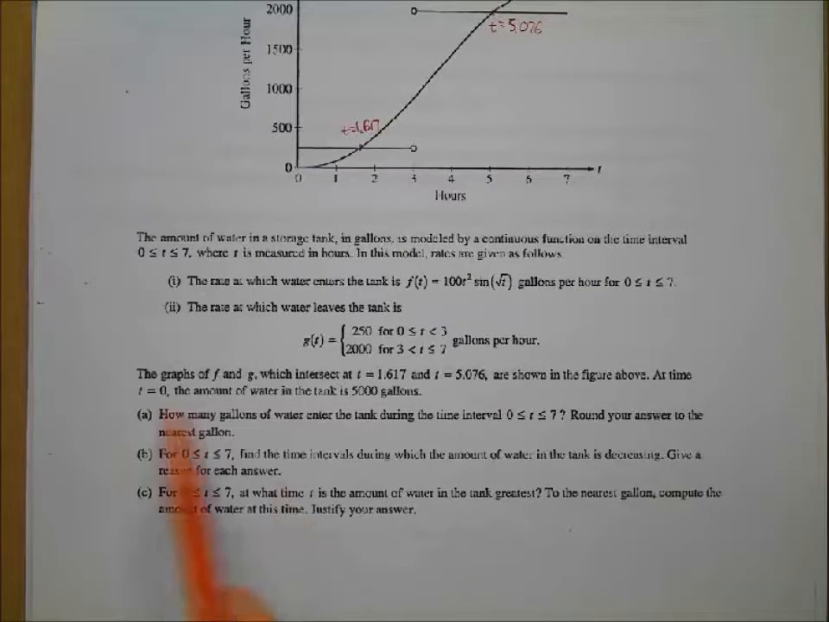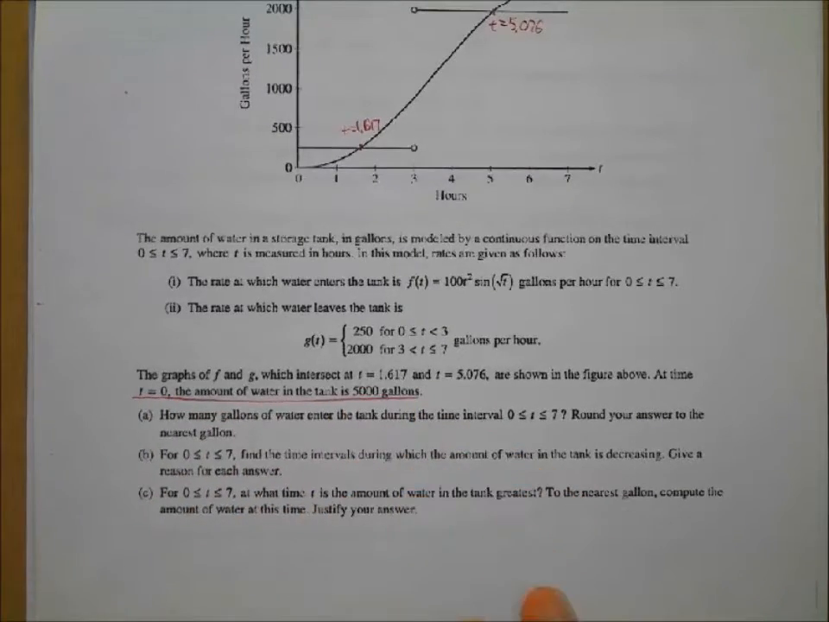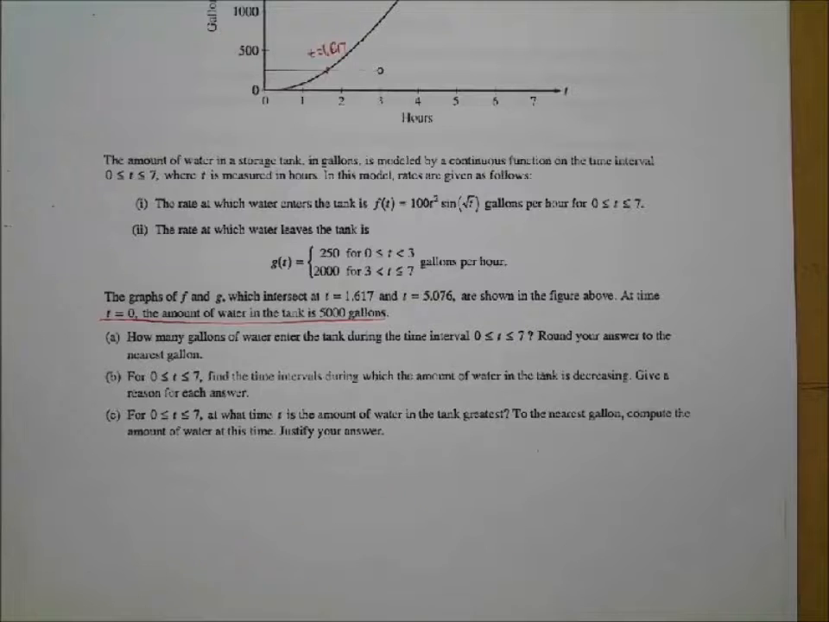At time t equals 0, the amount of water in the tank is 5,000 gallons. Is this important information? Yeah, right. We need to know how much water is in the tank. So letter A, how many gallons of water enter the tank during the time interval from 0 less than or equal to t less than or equal to 7? Round your answer to the nearest gallon. Of course, this would be a calculator active question.